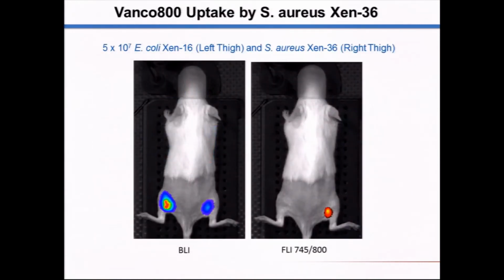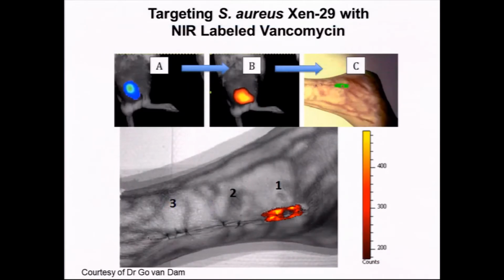So what we then can do is we can do targeting in the animal. We've taken an E. coli and a Staph aureus, and then we've injected the animals with this vancomycin labeled with a near-infrared dye, and you can see that it targets the gram-positive bacteria at the disease site or the wound site. And the idea behind this is, of course, we can move from preclinical models to make clinical targeting agents.